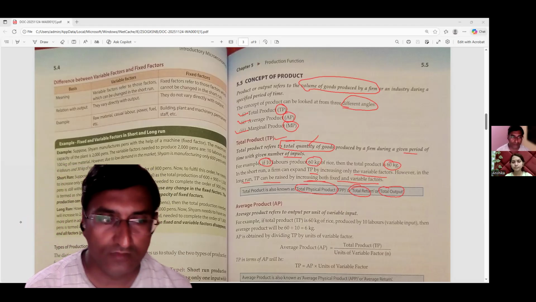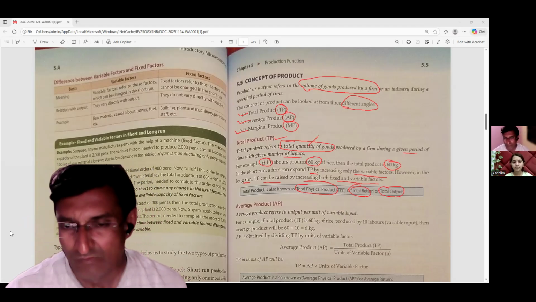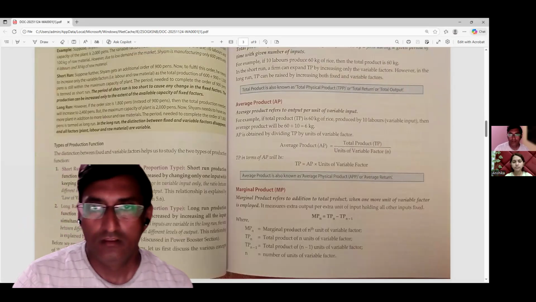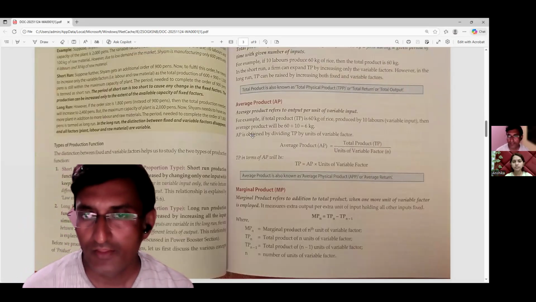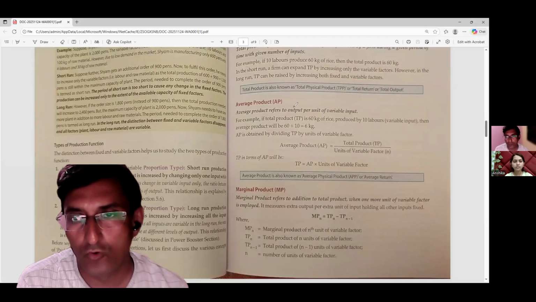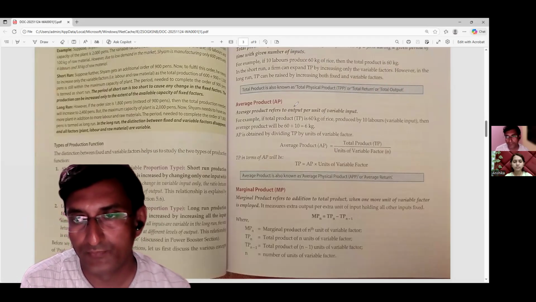Now, when we talk about the AP, basically it refers to the output per unit of variable inputs.